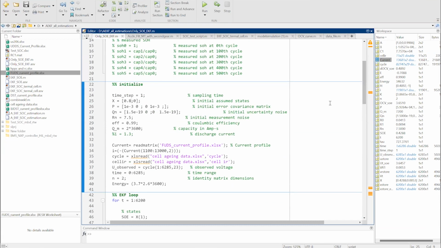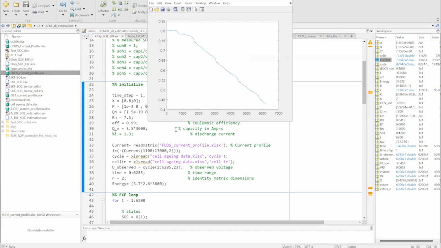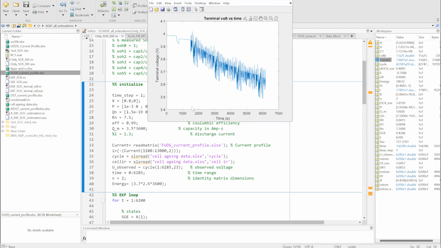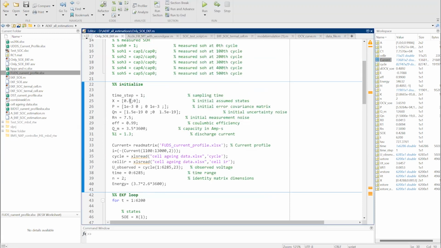Just for sensitivity checking, I can increase the capacity. So let's make it 4, 3.5 or so, anywhere you like, just to showcase how it behaves. So if I make it 1 as 100%.